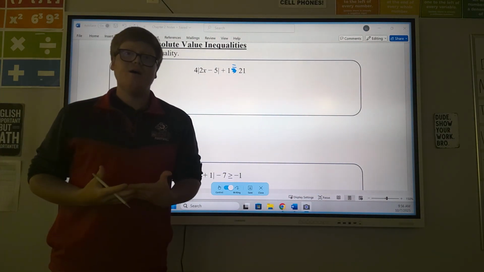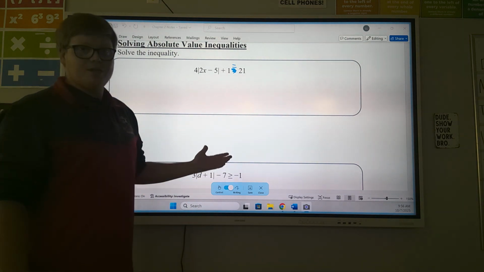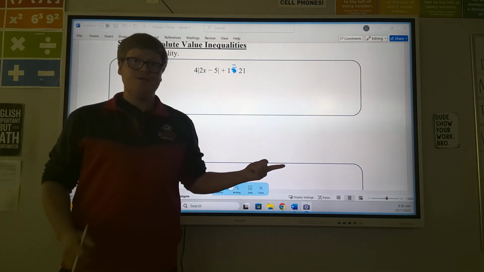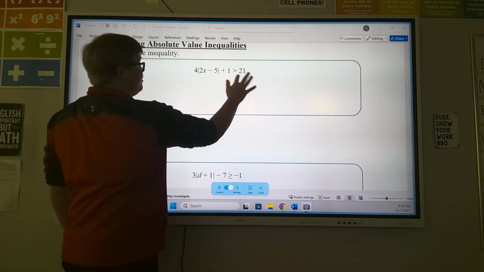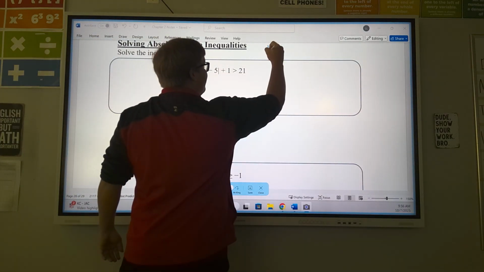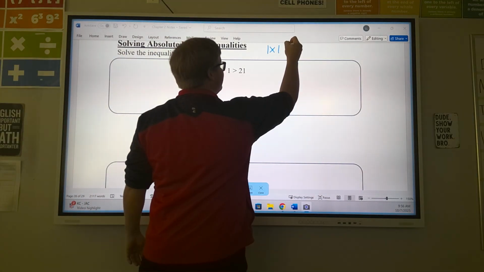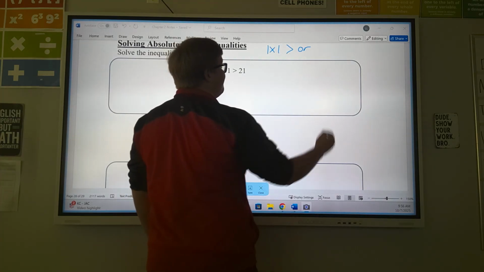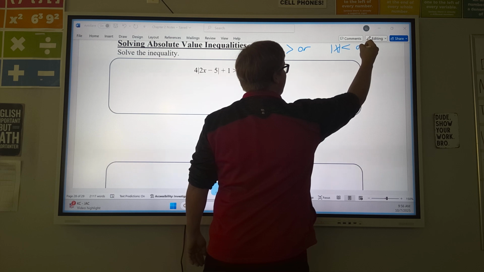So hopefully by now you've solved absolute value equations with an equal sign, which told you that you needed to A, make two equations, and B, find two answers. So we're going to do the exact same thing here, except we're using an inequality sign. Now, we talked about earlier that the only way we can tell the difference between and or compound inequalities is if our absolute value is greater, it's or, and if our absolute value is less, then it's and.